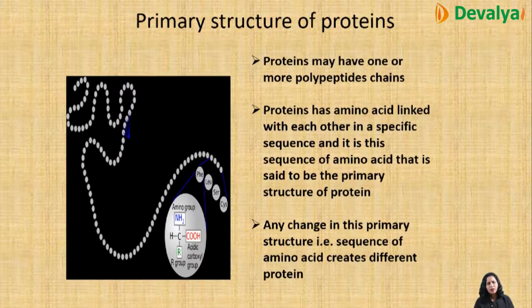Proteins may have one or more polypeptide chains, and these amino acids are linked with each other in a specific sequence. The important thing is the specific sequence, because if the sequence changes, it leads to an entirely new, different protein. For example, there is a disease called sickle cell anemia, where the shape of the RBC changes. It changes into a sickle cell. So that is the primary structure of the protein.